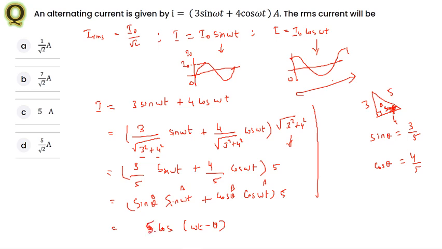So with this phi value you can write here, this value is I. From here you just compare this one: I is equal to I naught cos omega t. So from this, what you are asked is IRMS. IRMS is equal to I naught divided by root 2. The I naught value from this equation is 5. So 5 divided by root 2 ampere is the answer in this case.